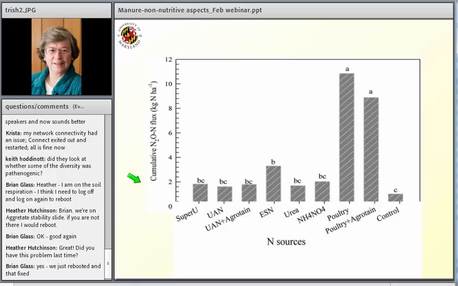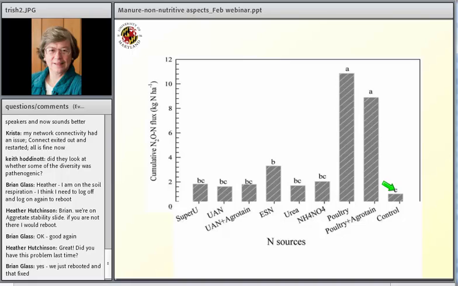So this is the table that shows the cumulative nitrous oxide flux, measured in kilograms of nitrogen per hectare given off over the season. And again, here's Super U, a urease and nitrification inhibitor. Here's Agrotain. Here's ESN, a polymer-coated urea. And then we've got urea ammonium nitrate. You've got poultry litter with Agrotain, and finally the control.